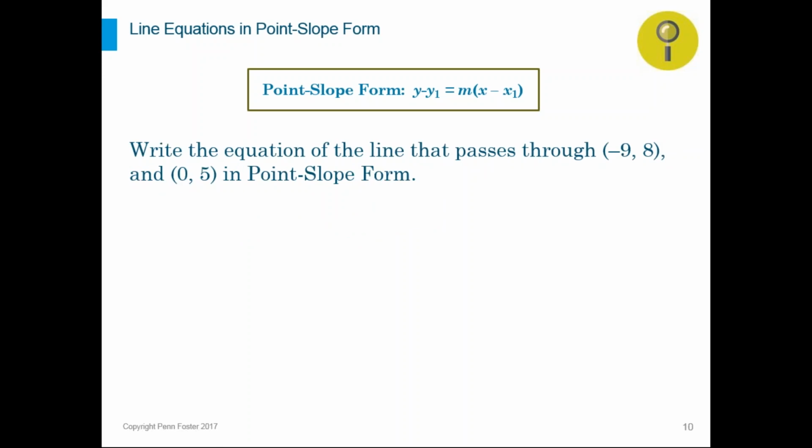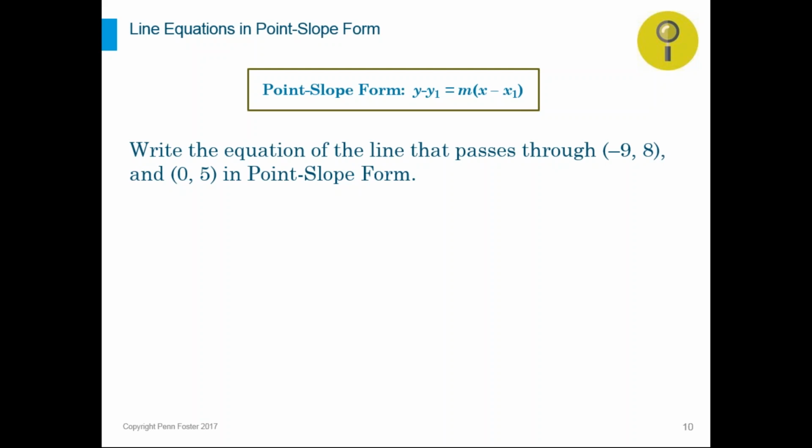Let's look at another question. Write the equation of the line that passes through (-9, 8) and another point, (0, 5), in point slope form. This time the question specified which form they want you to write the linear equation in. Now, we know that the point slope form uses a slope and a point, but in the question I have 2 points and no slope. How can I use the givens to write my equation in point slope form?